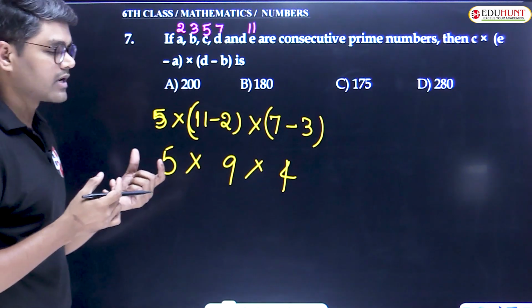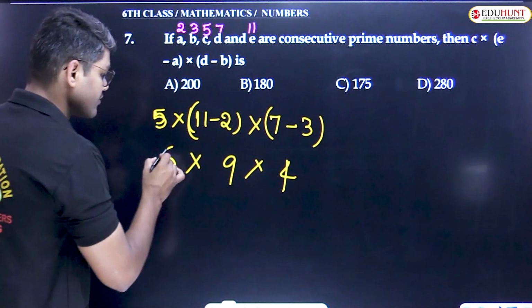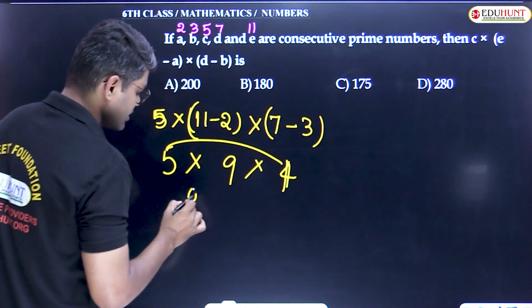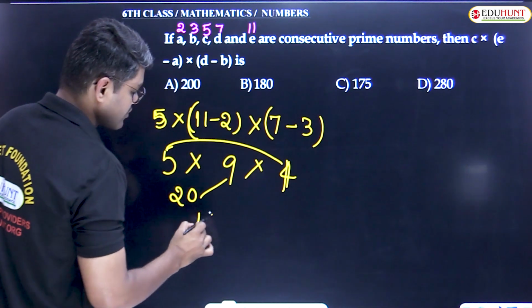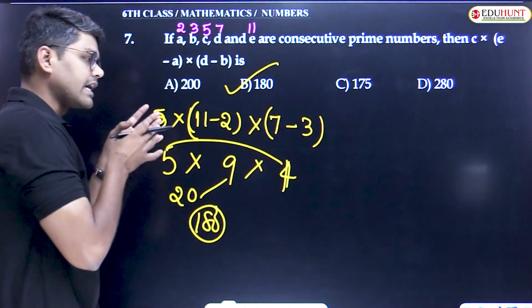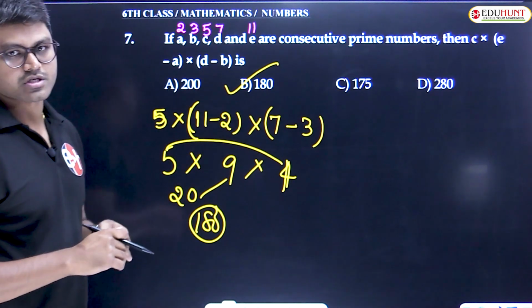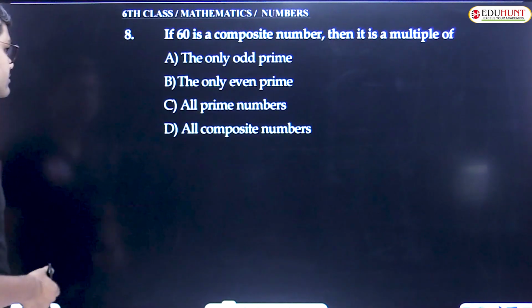First we should multiply. If you see any 5 and an even number, first we should multiply them. 5 fours are 20, 20 into 9, 180. So the answer for this question is 180. If 180 is not there, then any multiple of 180 is the answer. Okay, let's move on to the next one.